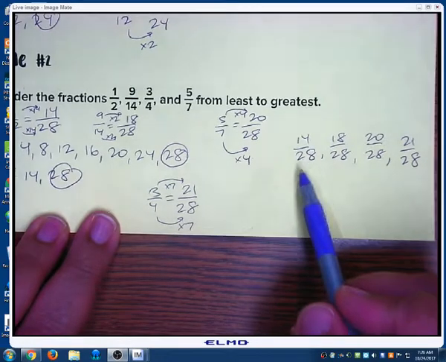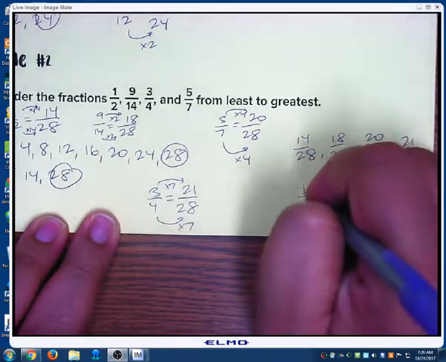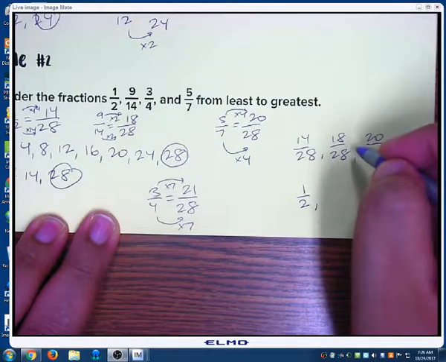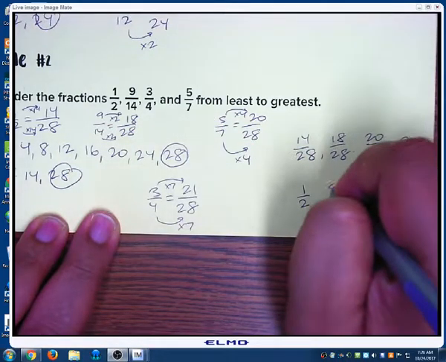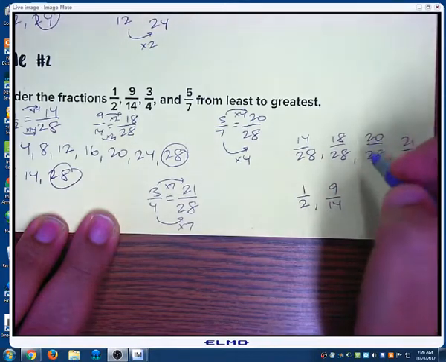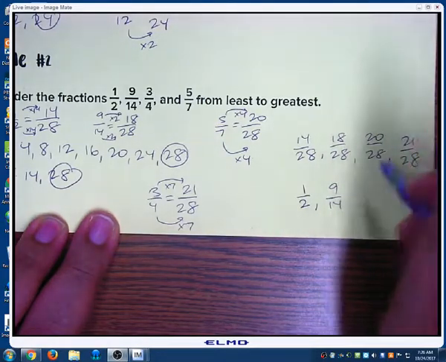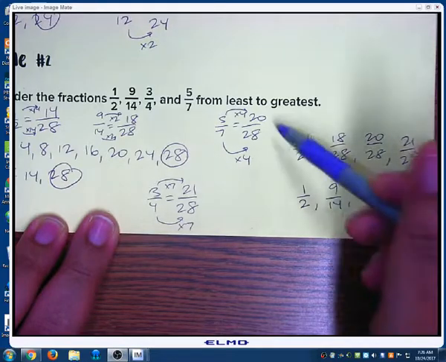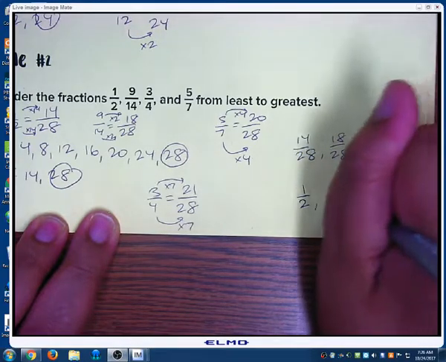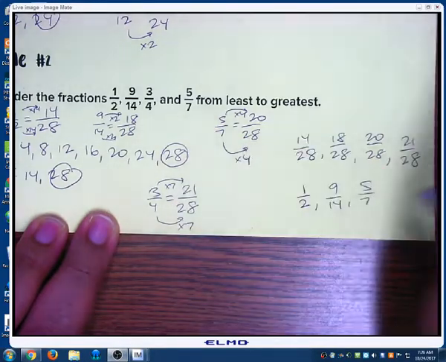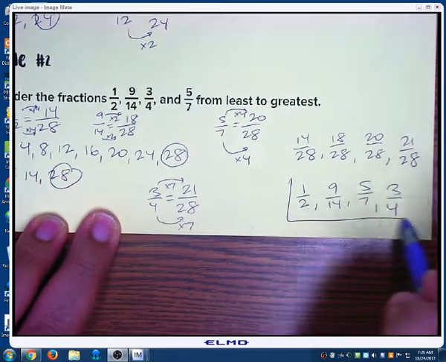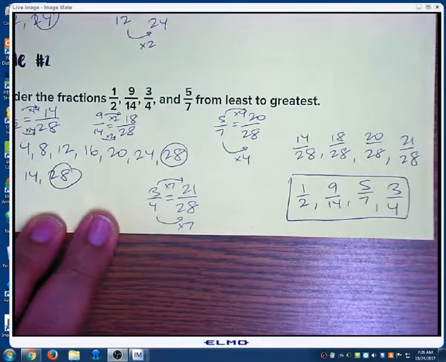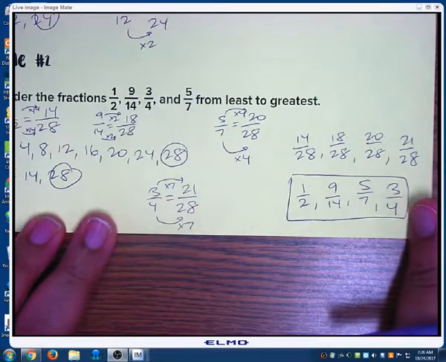So 14 over 28 was 1/2. Sorry, 18 over 28 is 9/14. 20 over 28 is 5/7. And 21 over 28 is 3/4. So now I have them in order, and that is my final answer.